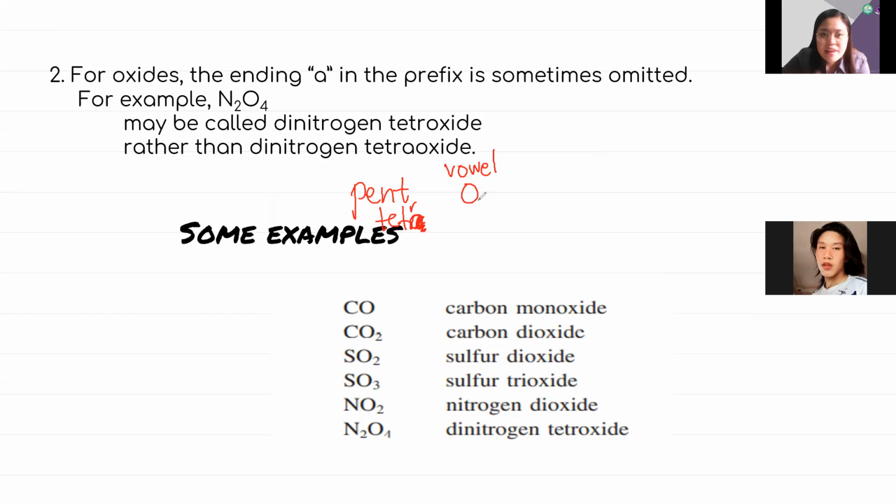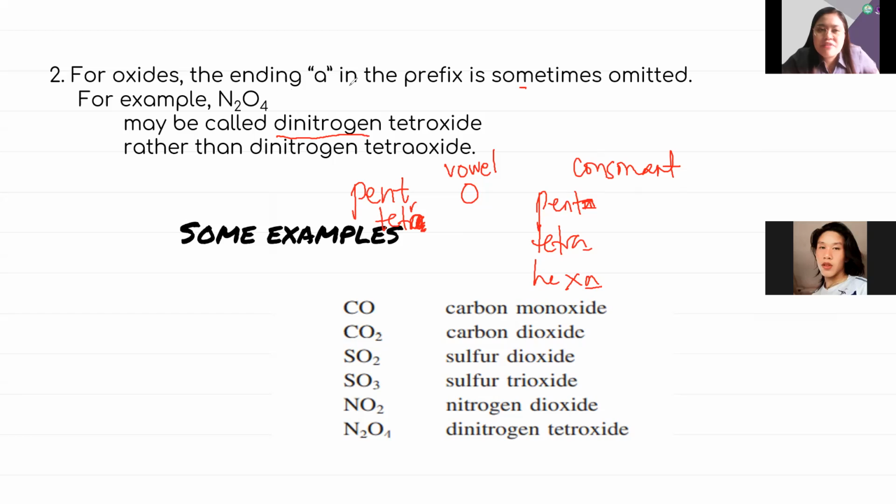Pag vowel ang first letter sa name sa element. Pero pag consonant, that's the time we use the full prefix like penta and tetra or even hexa. So gamitan nato ng A pag consonant. So we have the example here, N2O4. N2 means dalawang nitrogen, so we call it dinitrogen. And then this is 4 oxygen.